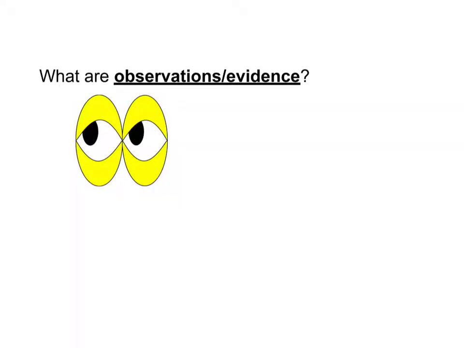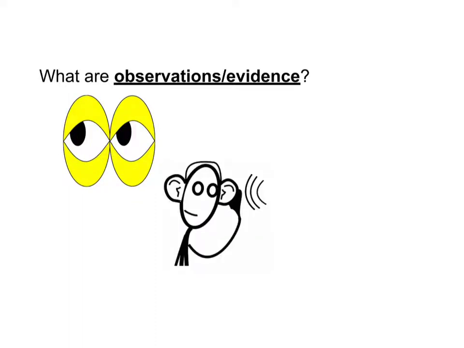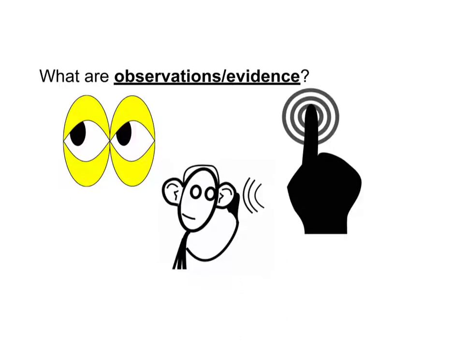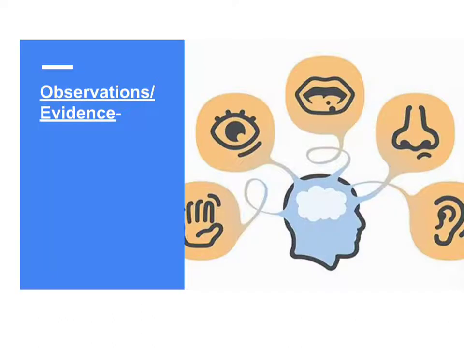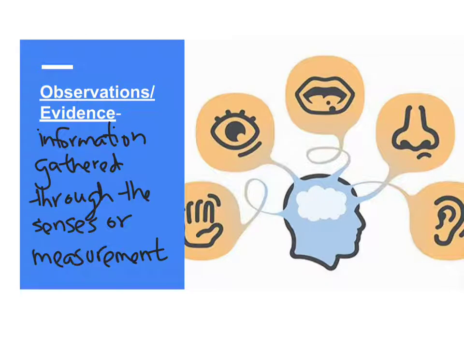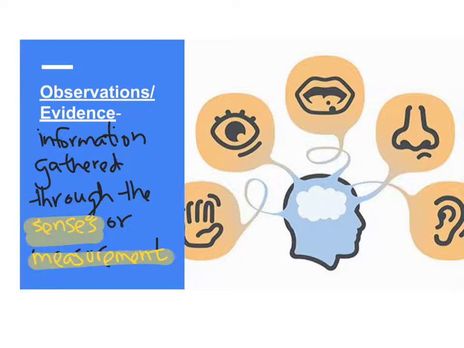So when we talk about observations or evidence, we're talking about things that we can see, that we can hear, that we can touch, that we can taste. Only sometimes in science, but you get the idea. So when we talk about observations or evidence, what we mean is information gathered through the senses or measurement.